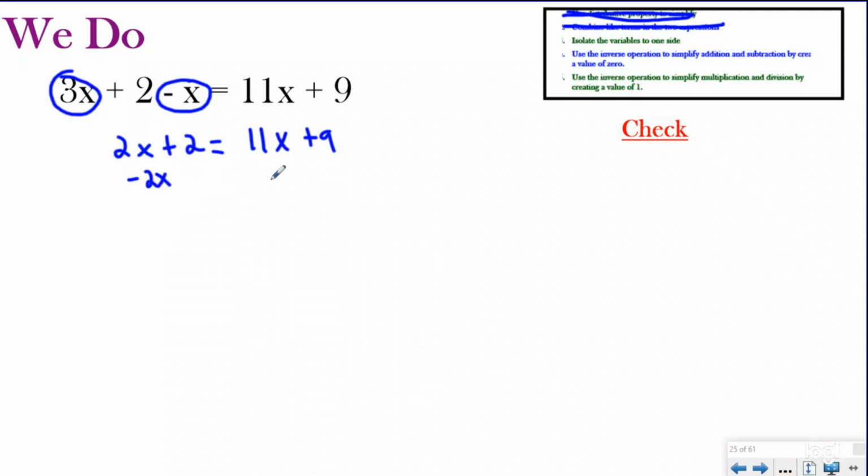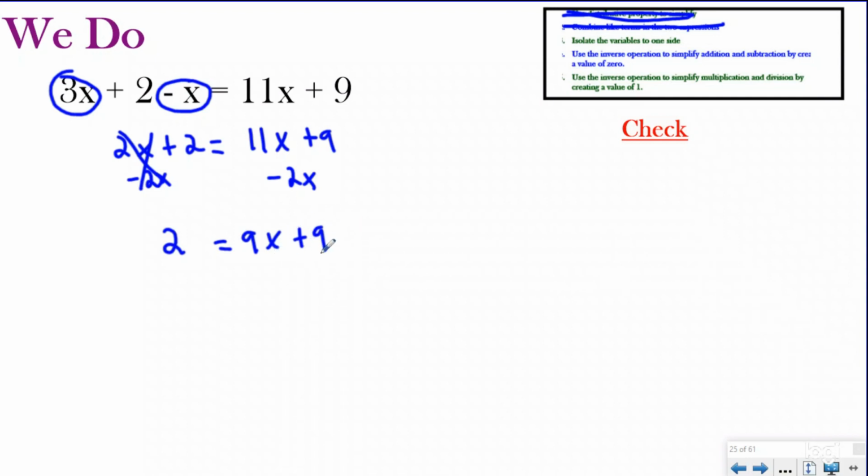And whatever I do to this side, I also have to do to this side. Okay? And now these have canceled out. And I'm left with positive 2 equals 11x minus 2x is 9x plus 9. Okay? I'm not quite done simplifying though because I still have a constant over here and I want to isolate or get the variables by themselves.